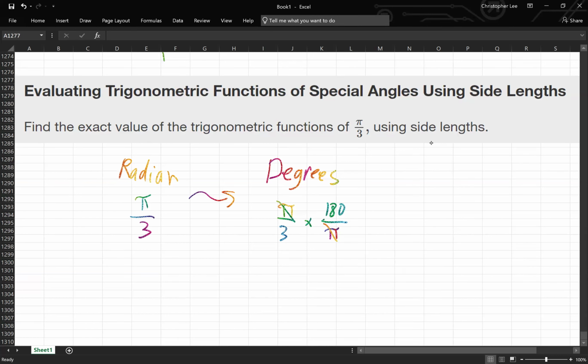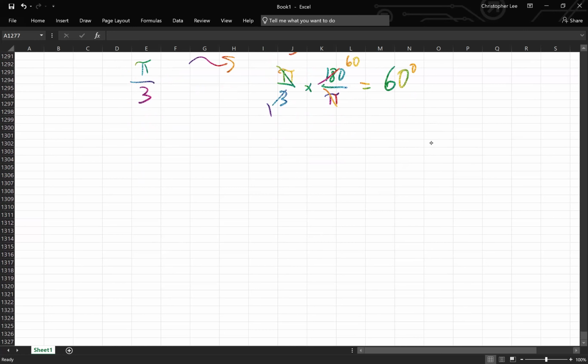The pi's will cancel, right? 3 goes into 3 once. 3 goes into 180. What's that? I think it's 60 times, right? Yeah, that sounds about right. So 60 degrees. Okay, now that I know that you want the trigonometric functions for 60 degrees, I'm going to draw my special right triangle. Here we go.